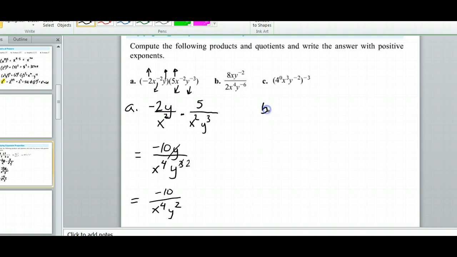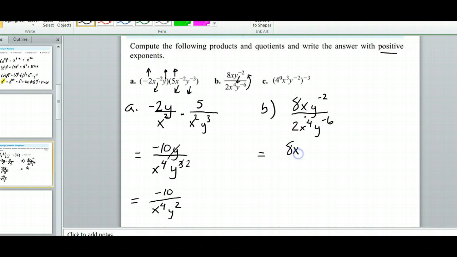Alright, for b, I've got an 8xy to the negative 2 over a 2x to the 4th y to the negative 6. Now, it's also the case that if a negative exponent is in the denominator, it goes up to the numerator. So this y to the negative 6 is going to come up where the y to the negative 2 was. That y to the negative 2 is going to go down where the y to the negative 6 was. They want to be positive. Alright, we want positive exponents, so we have to move these negative exponents around.